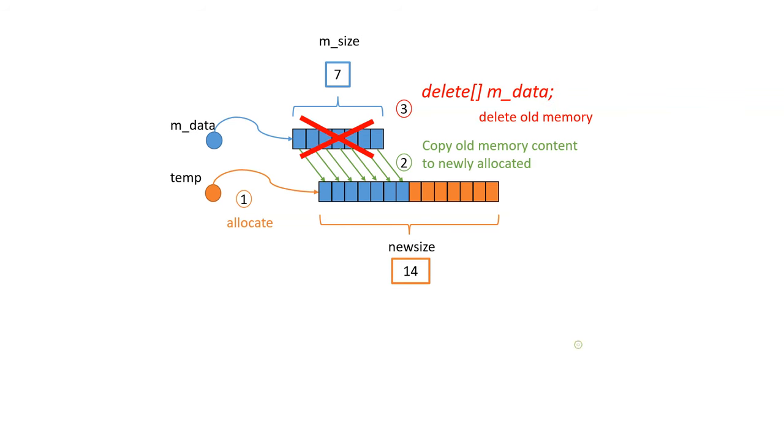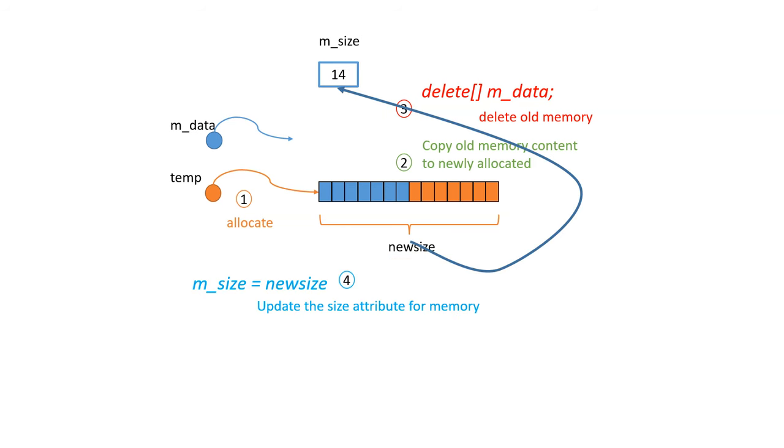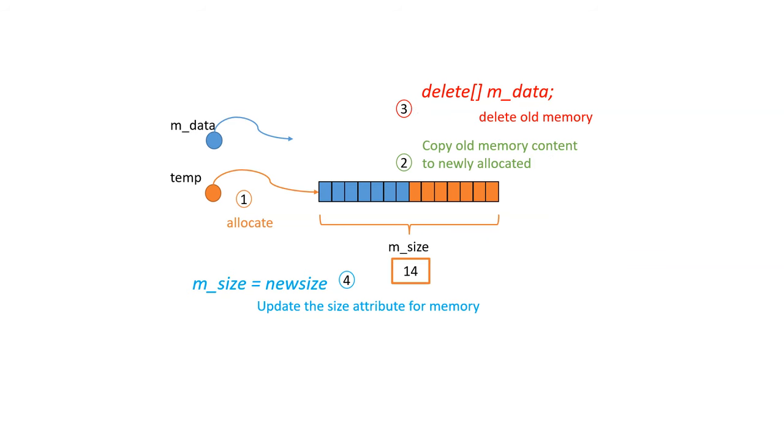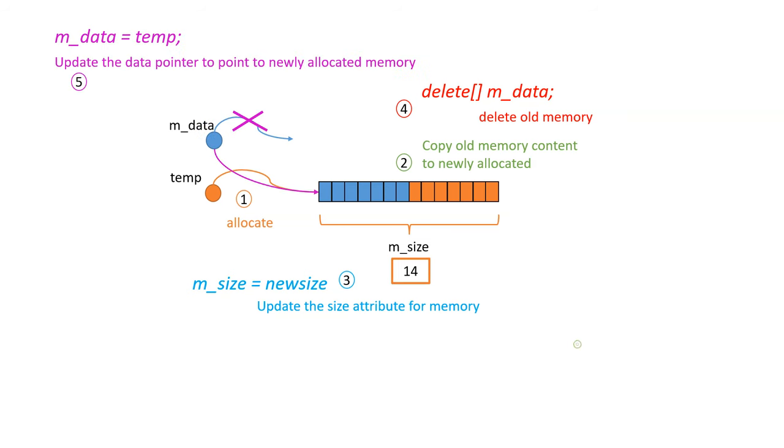And when you wipe the old one out, what happens? It's pointing to nowhere. Then what do you need to do? You need to update the size. We don't need to do that with a string because the size is determined by null termination. But if you are counting, you need to update the size. And after you update the size, you need to make the data point to the newly allocated memory. That is temp. And that's what happens. When the procedure is over, that temp pointer, which is a local variable, will vanish. What remains is data with a bigger memory.